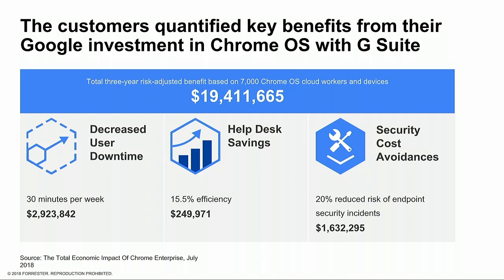This other category, though, security cost avoidance, was something that we saw come up when we looked at the challenges that these organizations were facing up front. And overall, we saw about a 20% reduction in the amount of risk of endpoint security incidents within these organizations we spoke with. So what makes up that $1.6 million?